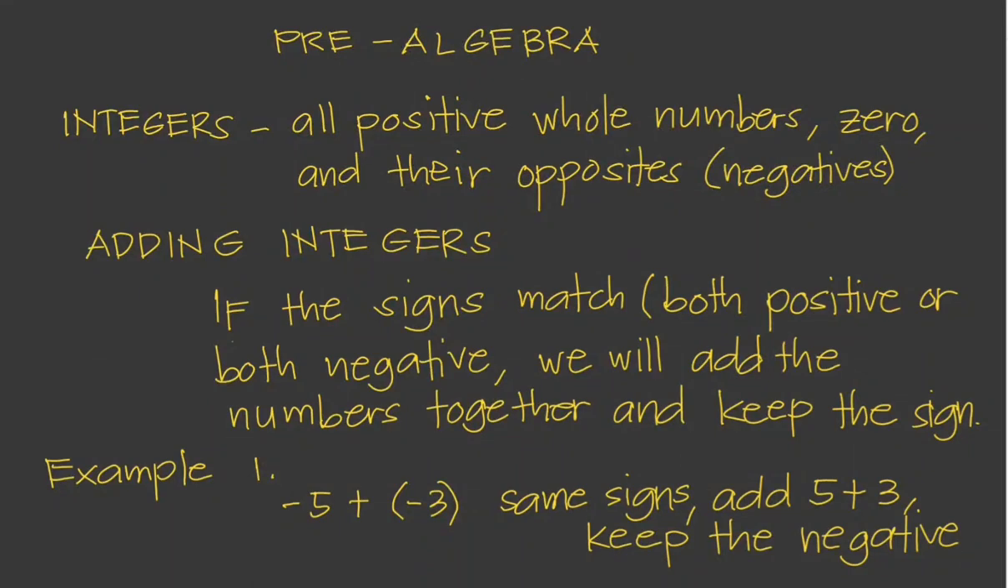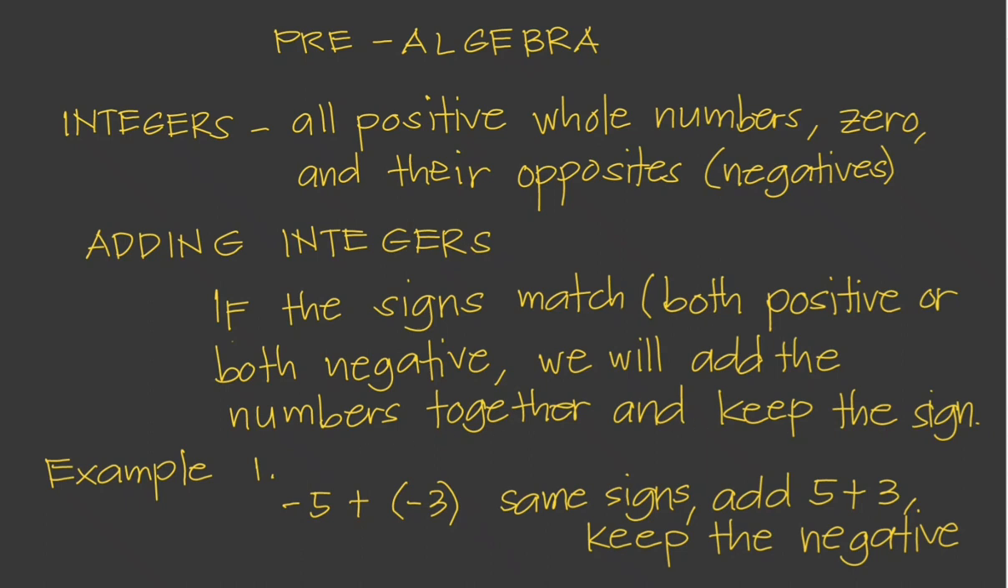Let's first define integers. Integers are all positive whole numbers, 0, and their opposites, which are the negative numbers. When adding integers, we have two cases to consider. The first is if the signs match, which means both are positive or both negative. Then we just add the numbers together and keep the sign.